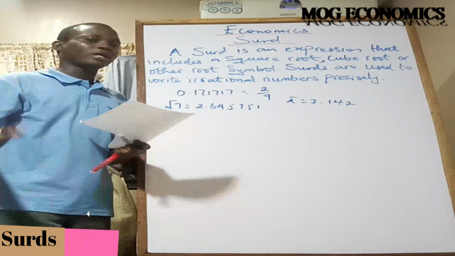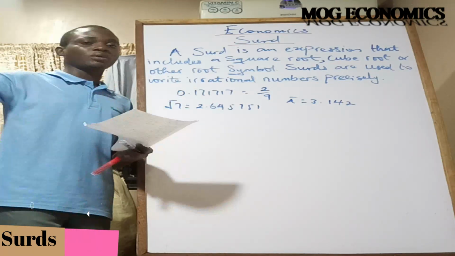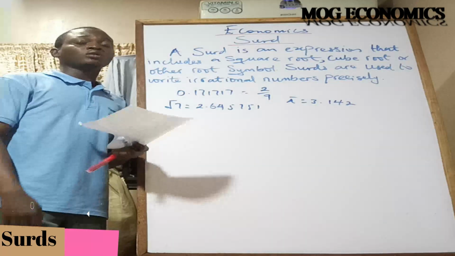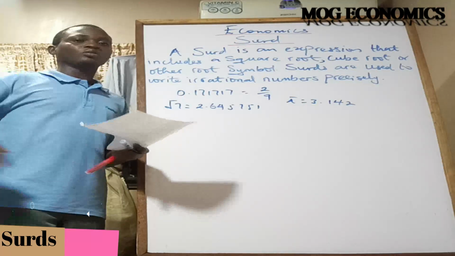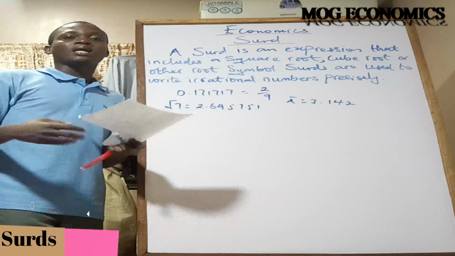By the time you punch pi in your calculator, it gives you a long series of numbers, which is not actually 3.142. So 3.18, blah blah blah, a lot of numbers like that. So that makes pi an irrational number.